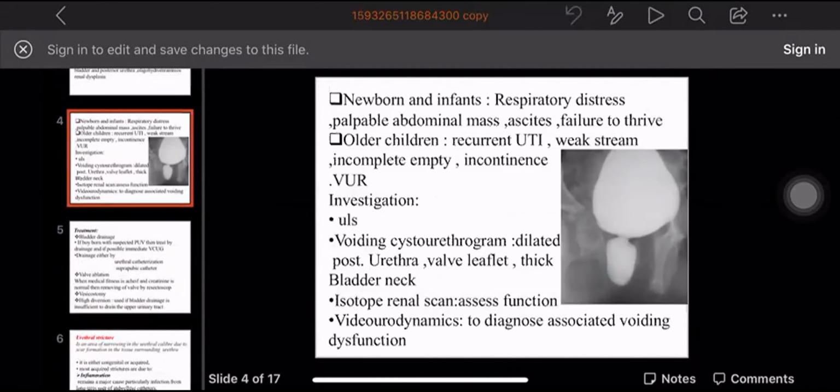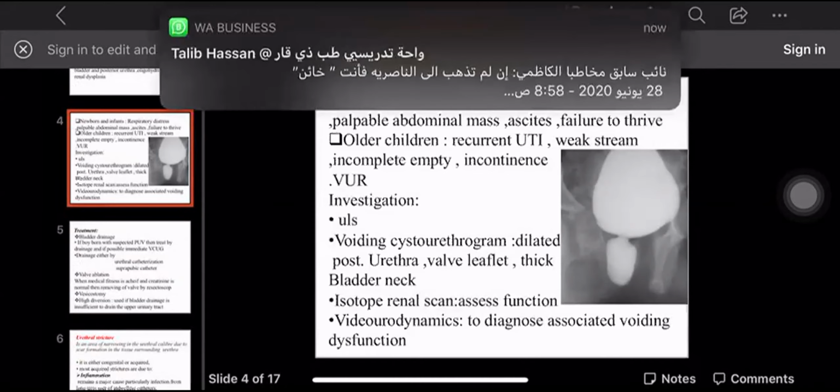A newborn and infant presents. This case always comes to us as a newborn baby, coming to pediatric emergency or to the premature unit. It always says this baby complains of respiratory distress, palpable abdominal mass or ascites, failure to thrive, seems to have an electrolyte disorder or dehydration, and is reluctant to feed. So this is the presentation of a patient with posterior urethral valve.